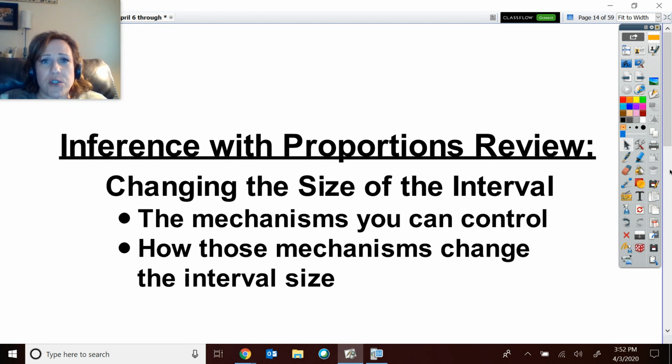And so what we want to do is talk about the intervals that we discussed in video 1. We talked about getting those intervals, but we want to say, what can we do to change the size of those intervals? Because they are estimating a value. Well, if we're estimating something and we're going from negative infinity to positive infinity, how informative is that? What can we do to change the size of that interval?